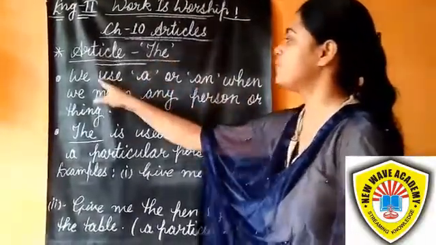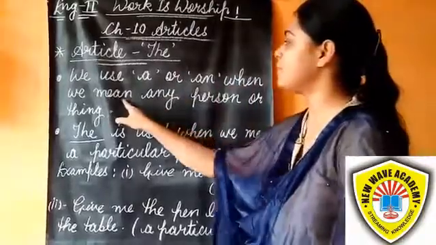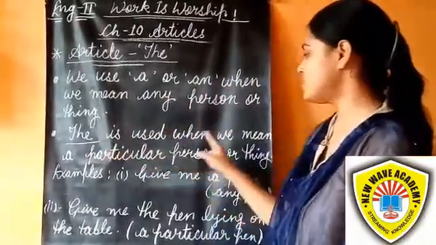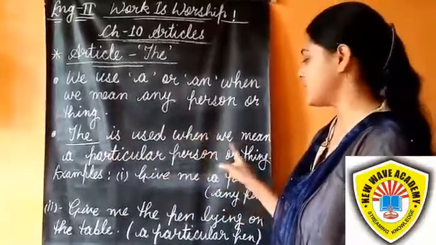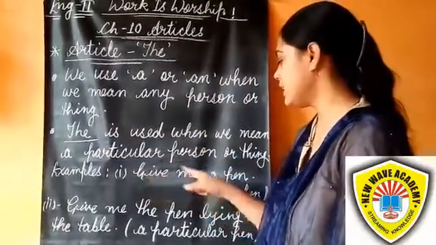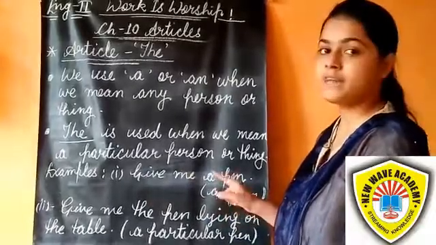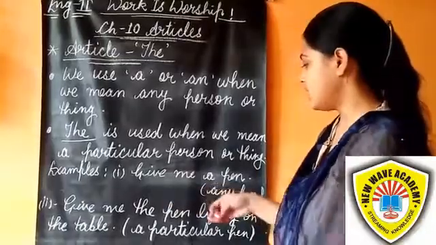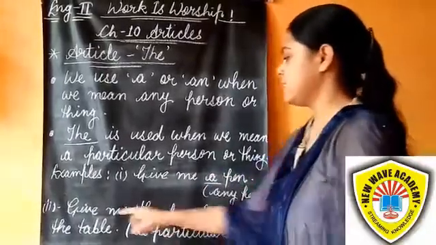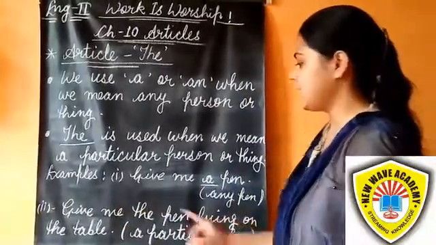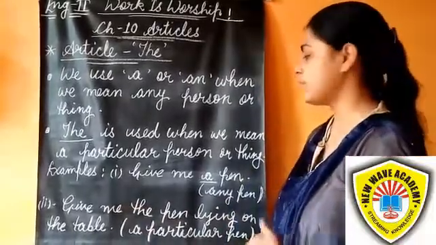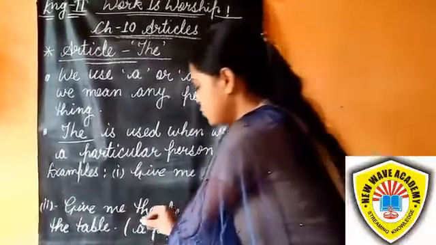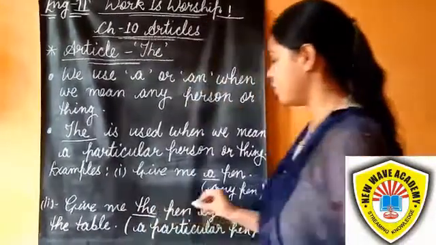Article the. We use a or an when we mean any person or thing. The is used when we mean a particular person or thing. Example: give me a pen. Here we are talking about any pen, so we use the article a. Give me the pen lying on the table. Here we are talking about a particular pen which is lying on the table, so we use the before pen.